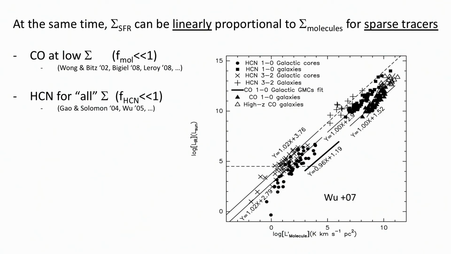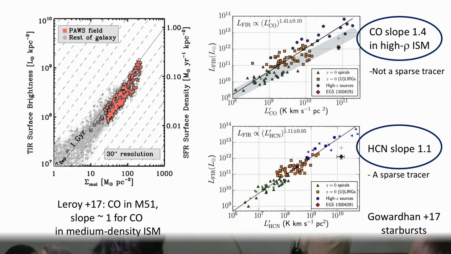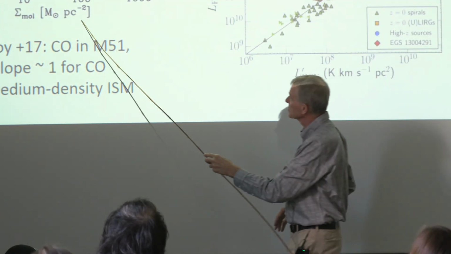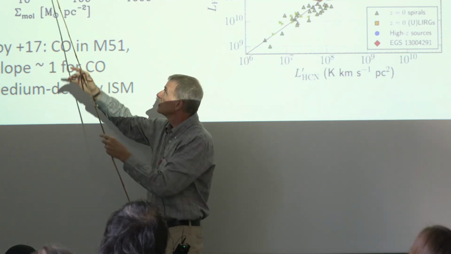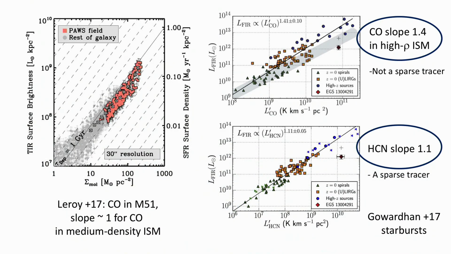Here's an example of CO in M51, the linear law. But this is a main disk going up to about 100 solar masses per cubic parsec. There's still a tracer. This is a subdominant species. It's still mostly, a lot of this is diffuse gas, diffuse molecular gas, not gravitating. Here's a study of starbursts where CO has a high slope, but HCN has a low slope. So HCN now is a sparse tracer. It's just telling you what the density is there where you happen to be looking. And this now is telling you all the column because it's measuring the total thickness.